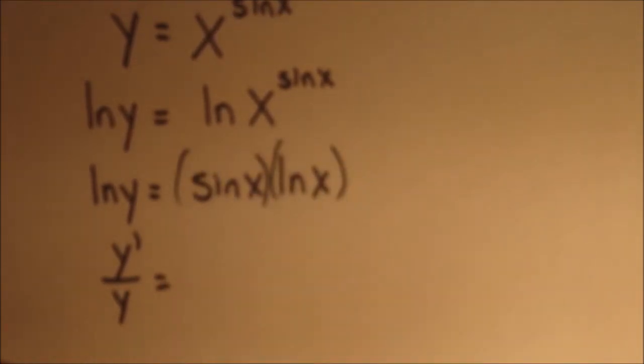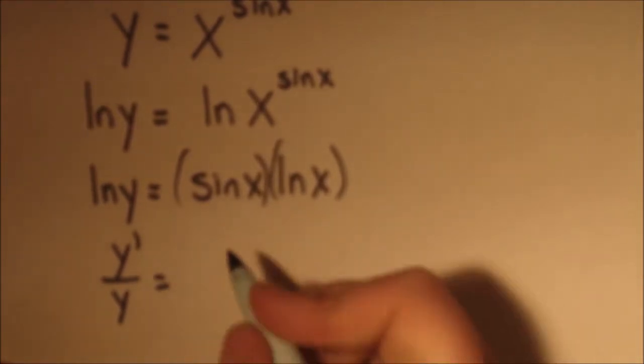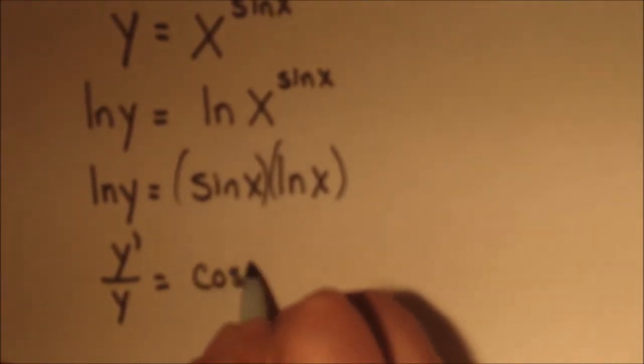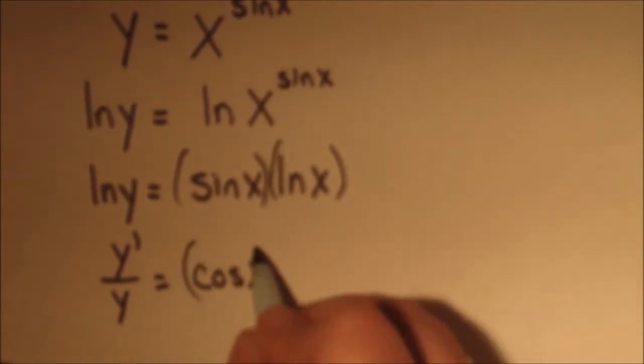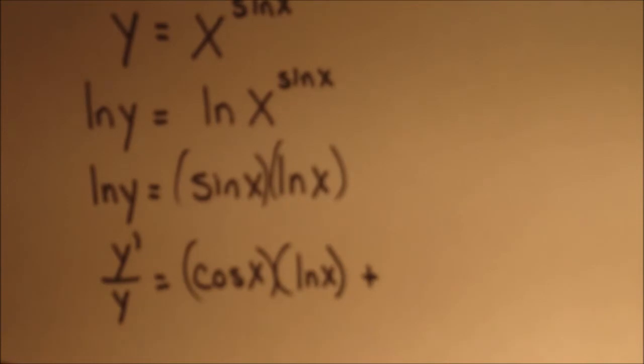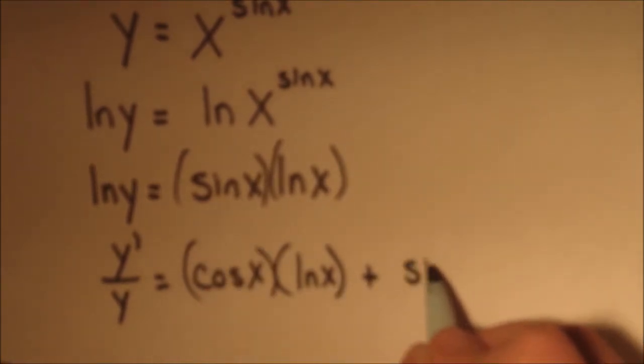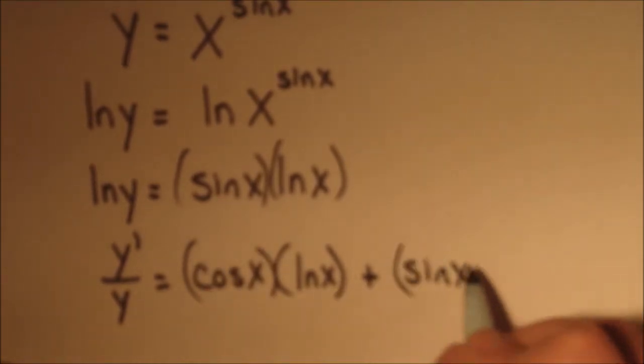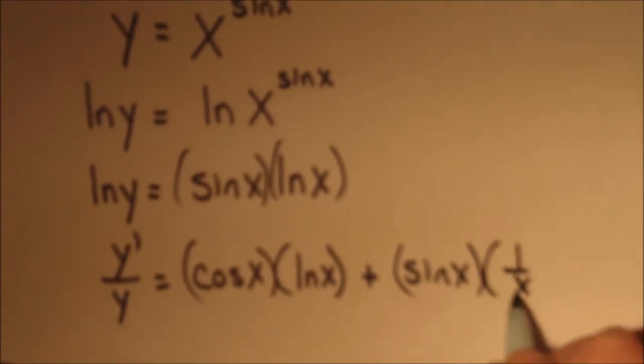And then over here, I need to use my product rule to find that derivative. So derivative of the first, derivative of sine is cosine, times the second unchanged, plus the first unchanged, times the derivative of the second. And again, I want to solve for y prime.